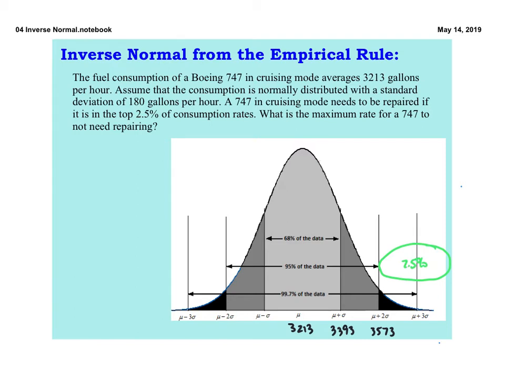Remember, our magic number is this bit right here, because that's going to represent the top 2.5%. So what is the maximum rate to not need repairing? Essentially this value right here, 3,573, will be that magic number. Anything beyond that would be in the top 2.5%, so our answer will be that. Anything less than that should be okay, but that's the value at which we need to have the 747 repaired. You could argue that it must be less than that, and that'd be fine with me, but anything above that is in the top 2.5%.